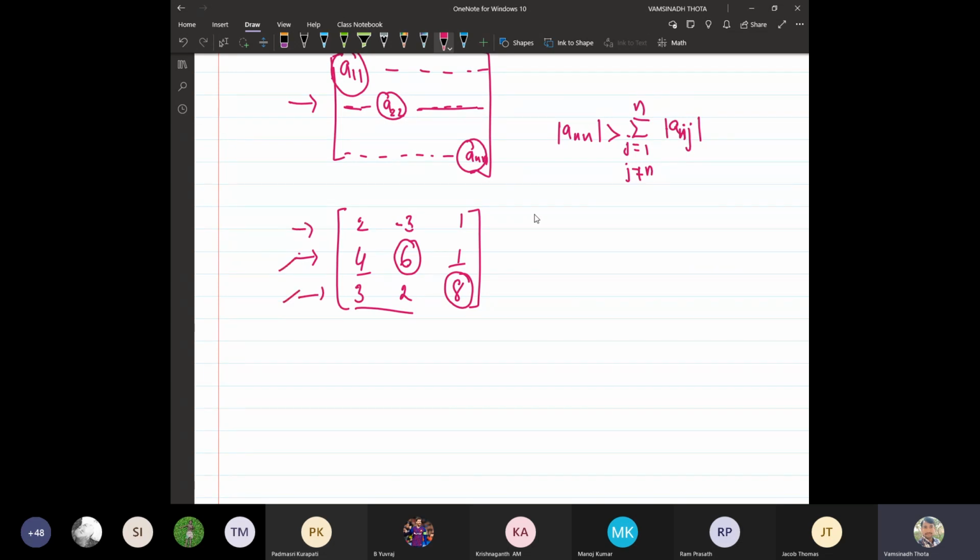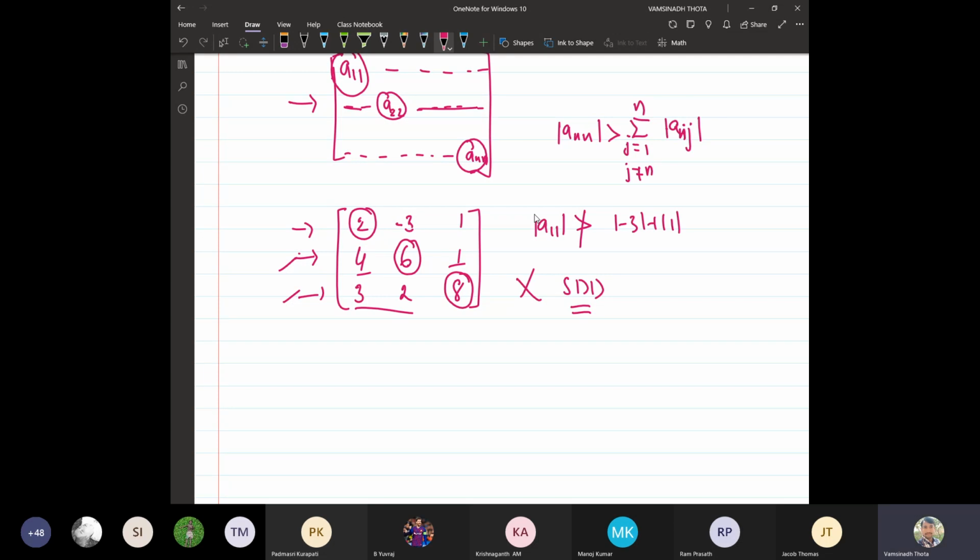But if you look at the first row, what is the diagonal element? Diagonal element is 2. Here, as you can see, the modulus of A11 is not bigger than the modulus of -3 plus the modulus of 1. So the condition is not satisfied. So this matrix is not a strictly diagonally dominant matrix.